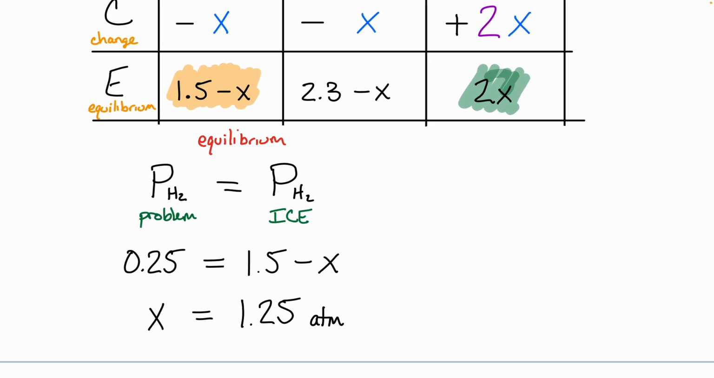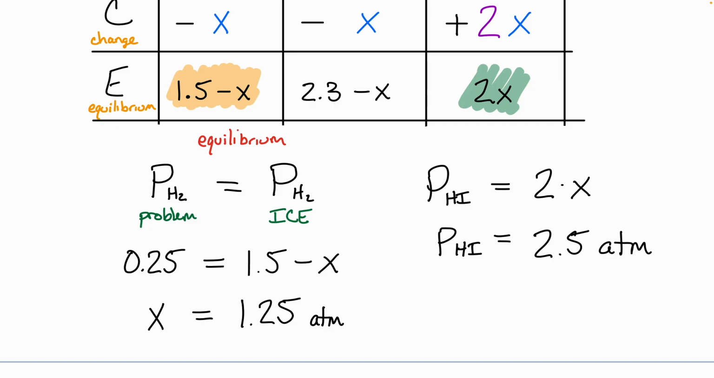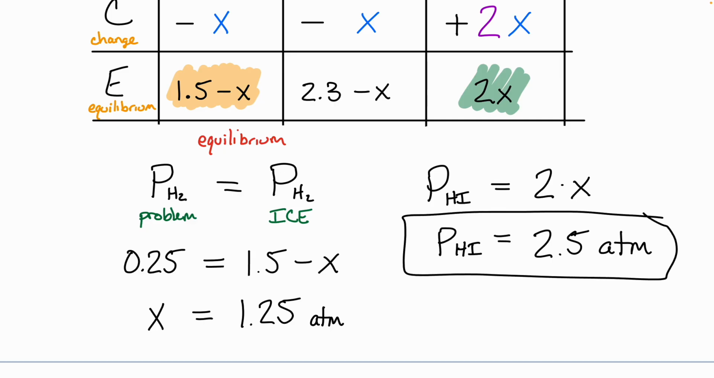All right, so I know my value of X, but if I really want that pressure of HI, I'm going to have to solve by taking 2 times that value of X, or 2.5 ATM. Right? My value of X was 1.25. If I double that value of X, I get 2.5.